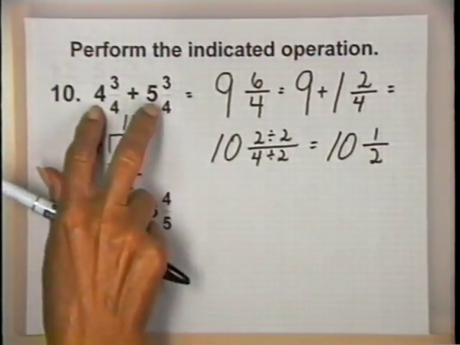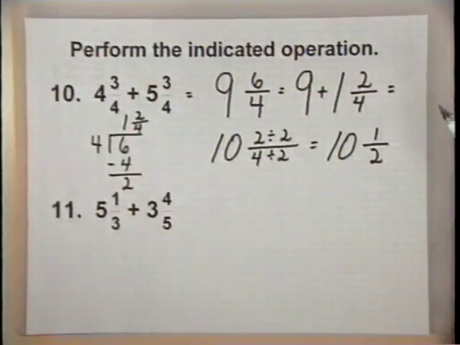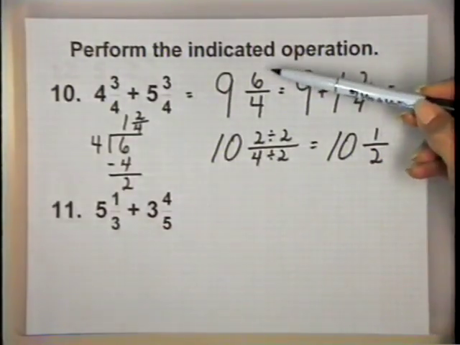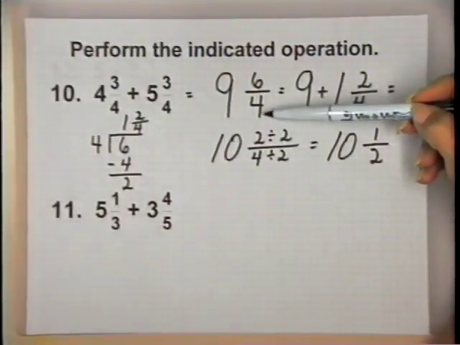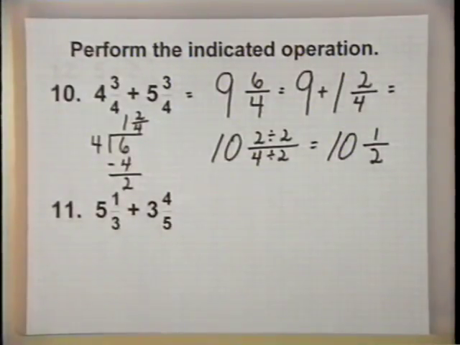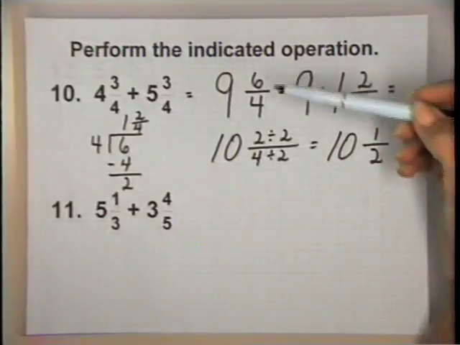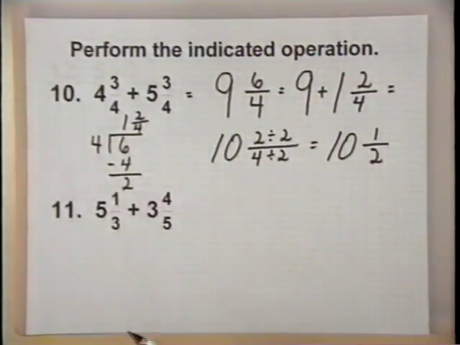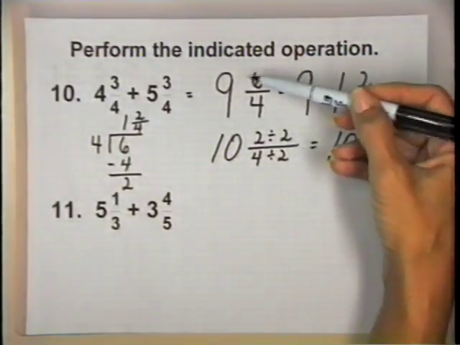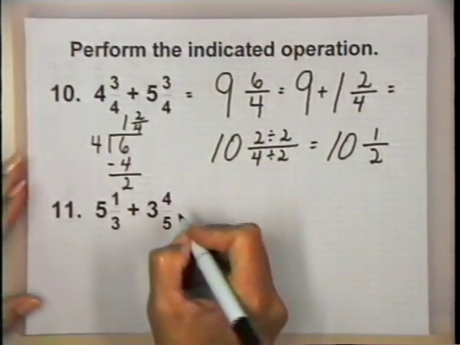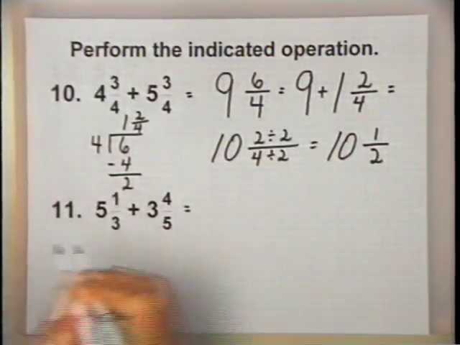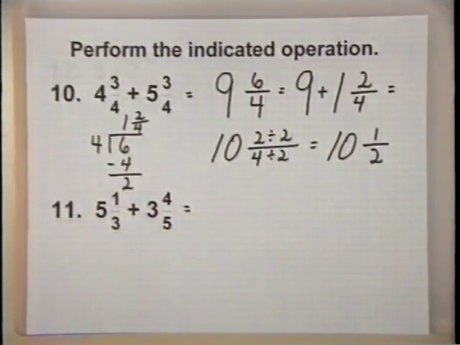Always when you're adding mixed numbers, be on the lookout in your answer for your fraction to possibly be an improper fraction. Usually when we subtract, in our answer we won't have an improper fraction, but when we add, it's very possible for that fraction to be improper, and we know we don't want to leave our answer like that.